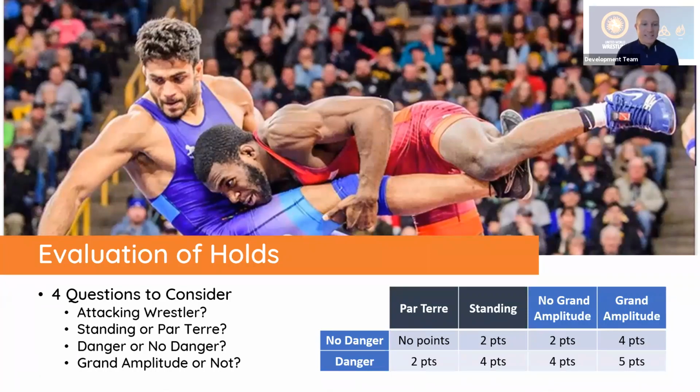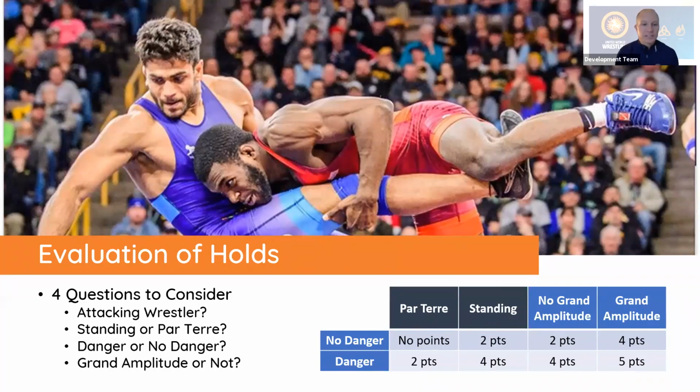First question, is it standing or parterre? Did the action start from the standing position, or were they in parterre? Primarily we have to look at where the defensive wrestler was when the action started, because it doesn't matter where the attacking wrestler is, it's only important where the defensive wrestler is. Are they standing or are they parterre when this action started?